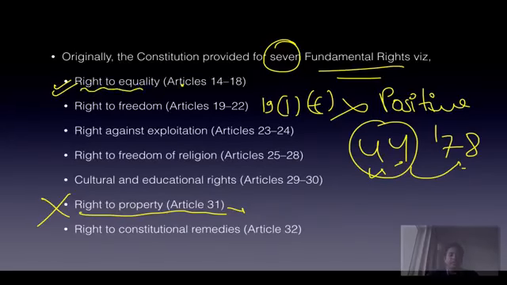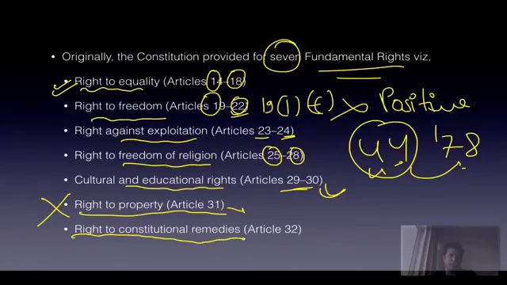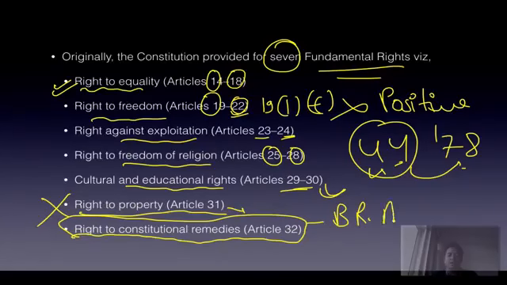Then we have right to equality, that is article 14 to 18. Then we have right to freedom, 19, 20, 21, 22. Right against exploitation, 23, 24. Freedom of religion, 25 to 28. And cultural and educational rights, 29 to 30. And finally the most important article of the Indian Constitution according to the father of the Indian Constitution, Dr. B.R. Ambedkar, is the right to constitutional remedy. It is the right to enforce rights.